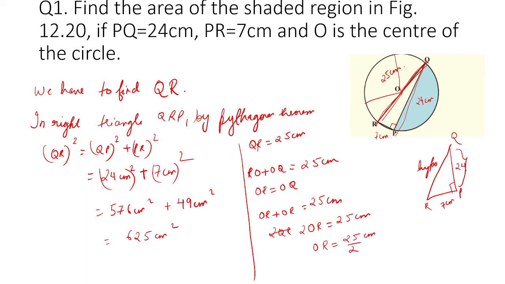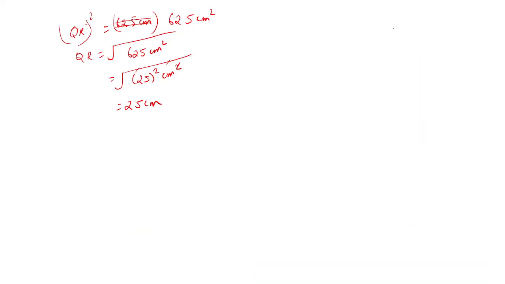And what is OR? Remember, OR is the radius of the circle. So we have everything that we need. We have the radius of the circle. Now, we are asked to find the area of the shaded region. In order to find the area of this region, what we can go about is, if we're able to find the area of this circle.